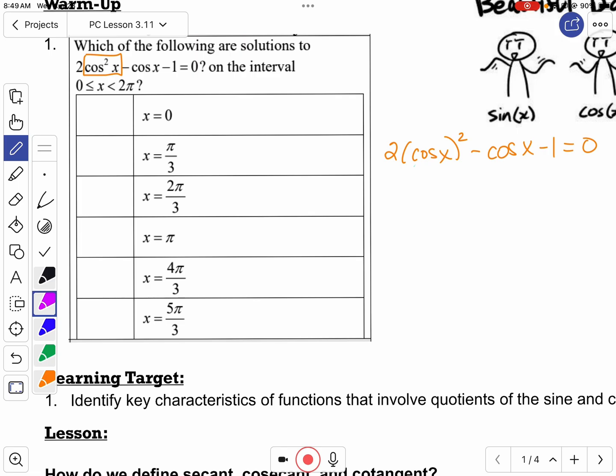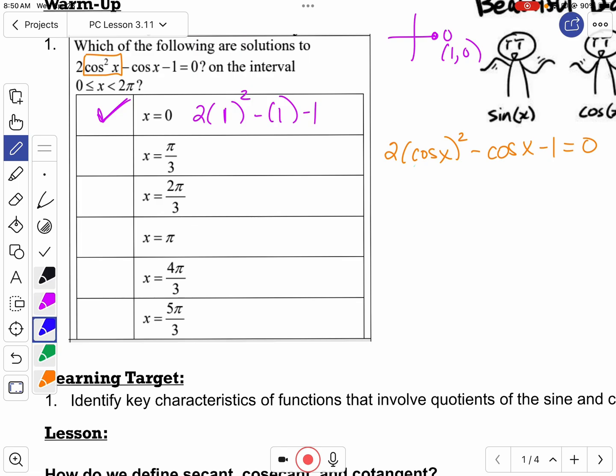If I plug in, what is the cosine at 0 on your unit circle? Cosine is x. So that would be the ordered pair (1, 0). So 2 times 1 squared. Cosine at 0 would be 1, and then minus 1. Let's see if we get 0 when I do that math. 2 minus 2. Yep. So that one's going to be a solution. Right? If I plug it in, I would get that.